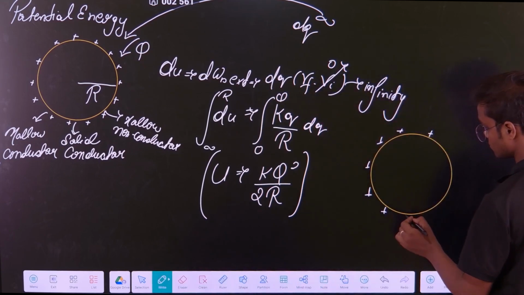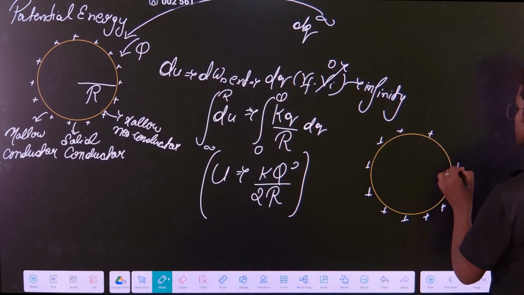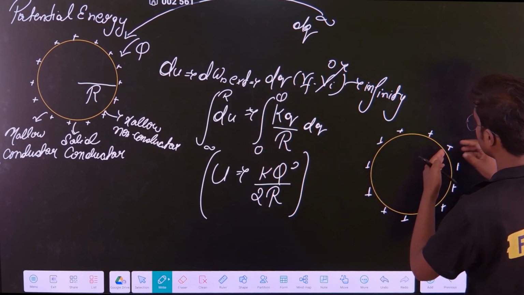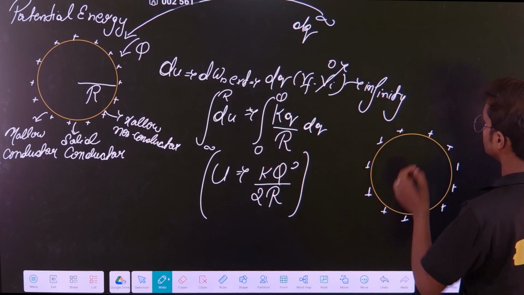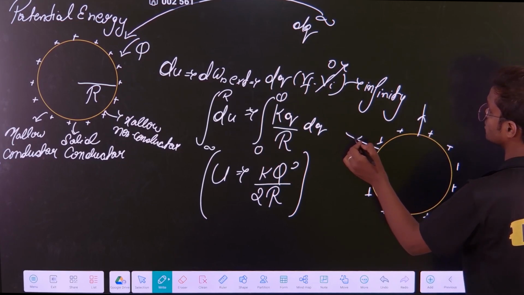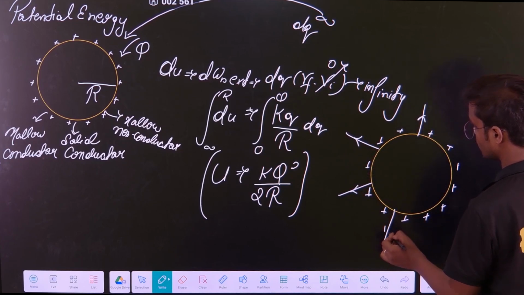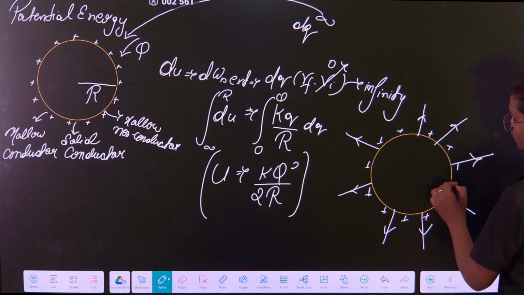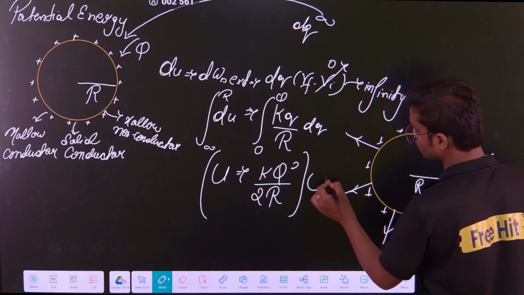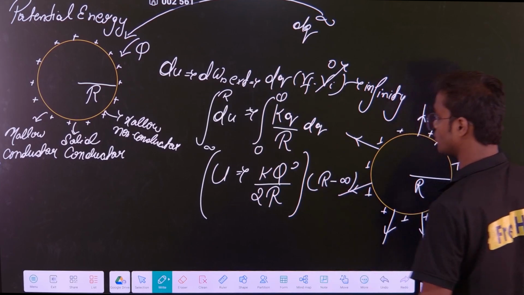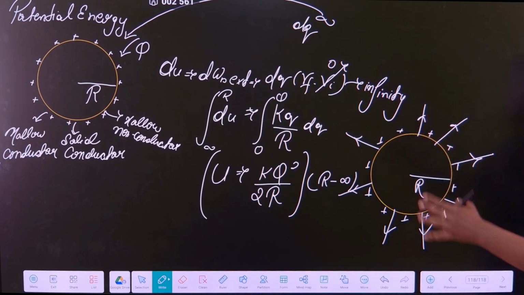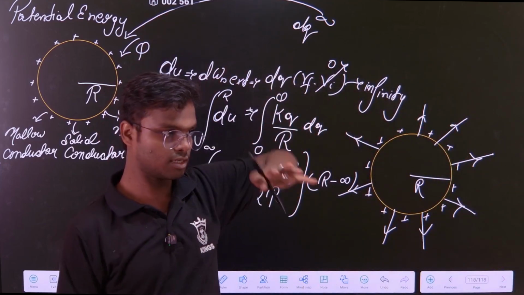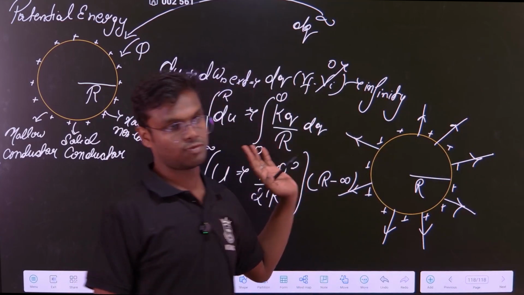Obviously, since we are bringing the charge from infinity and keeping it here, and the charge is not bounded, the energy will also not be bounded. So the energy is stored from R to infinity. It will radiate like that. So that is the potential energy for this system.